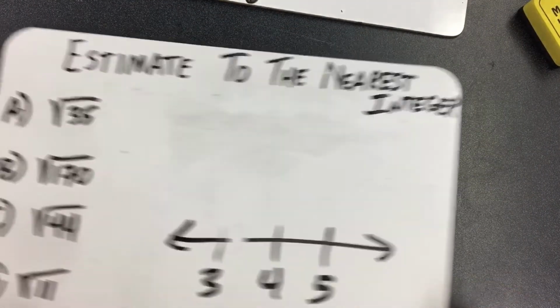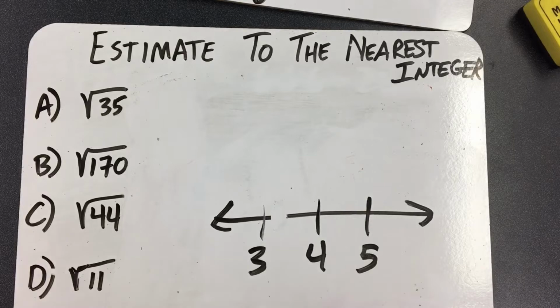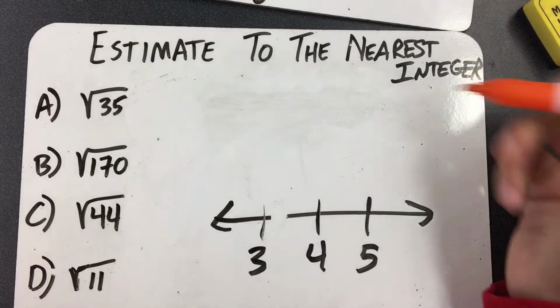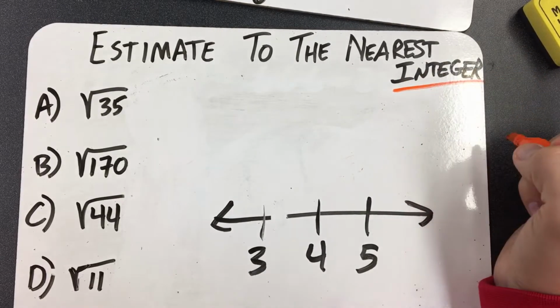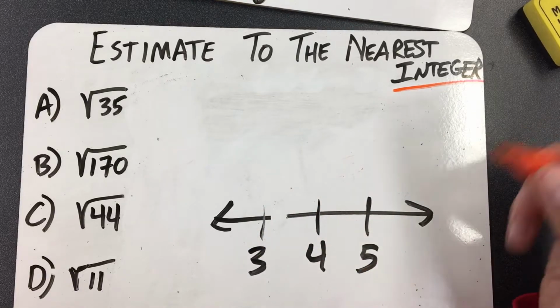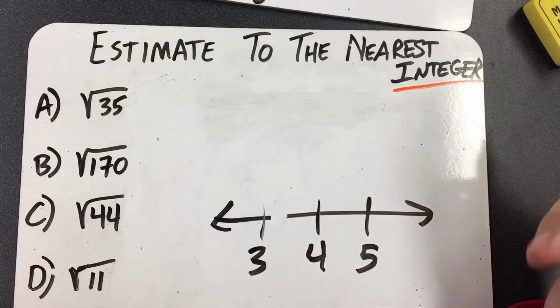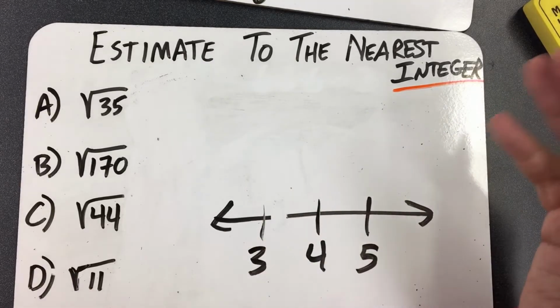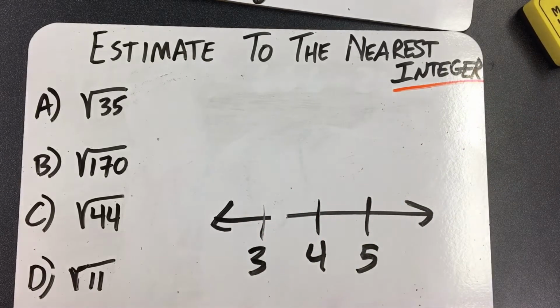And here's what the real questions may look like. They'll say, estimate this to the nearest integer. Integer is just like a number on the number line, right? 3, 4, 5, 6, 7. No decimals, no fractions. It could be negative, but most of these are not negative. Could be 0. Most of these are not 0. It's usually just a regular number, okay?